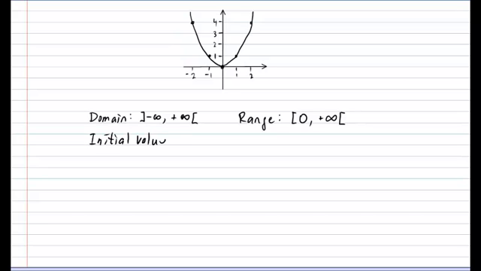If you look carefully, our initial value, where it cuts the y-axis, occurs at y equals 0. And for our zeros, again, if you look carefully at our basic parabola, it only cuts the x-axis at one location, at x equals 0.